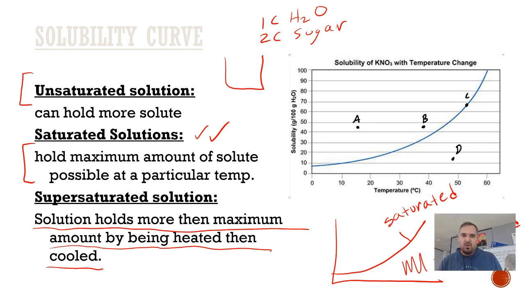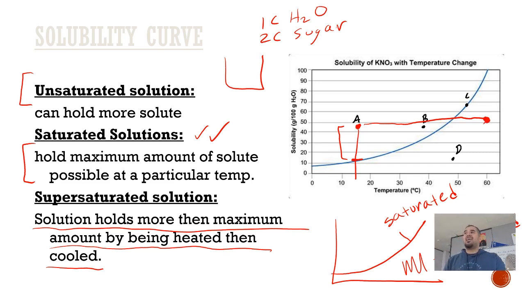Now, here's what a supersaturated solution looks like. So let's say we put 50, or no, we'll go with this one. We put 45 grams of potassium nitrate at 15 degrees C. We know that 11 grams of it dissolves, and then the rest of it just sits at the bottom. What's going to happen when we heat this up to, let's say, 60 degrees? What happens to our solution? What does it become?